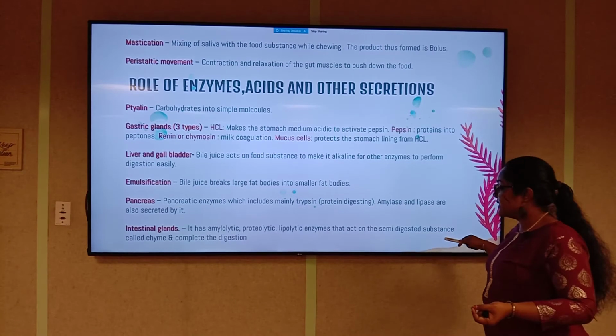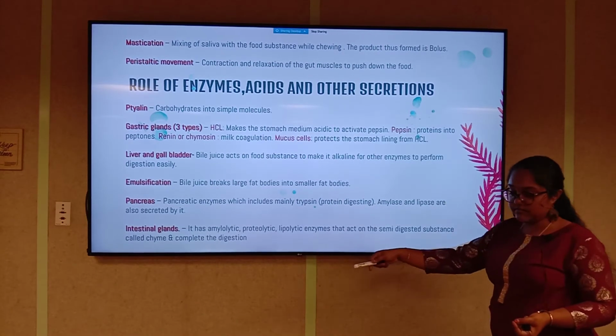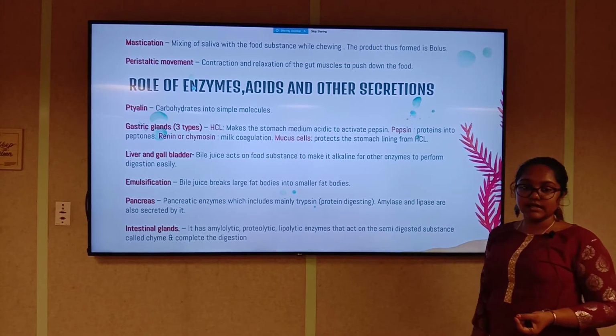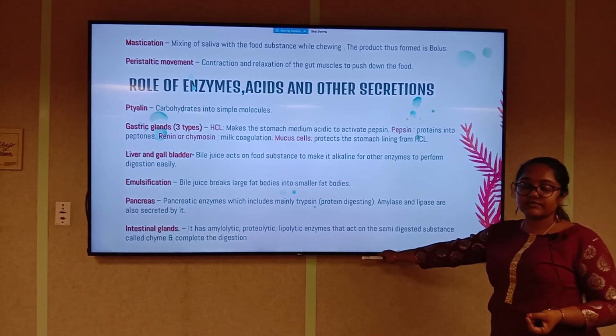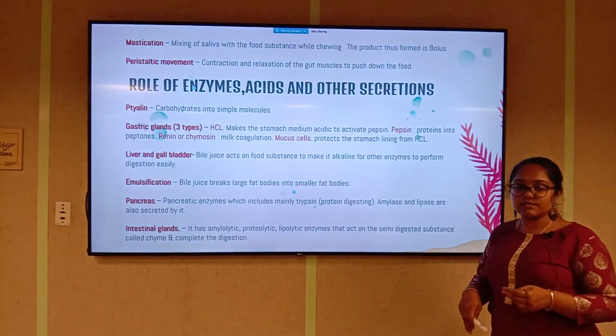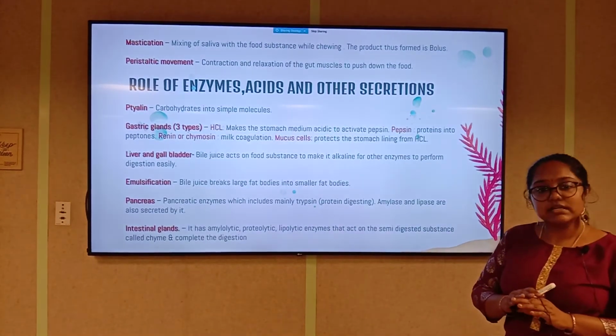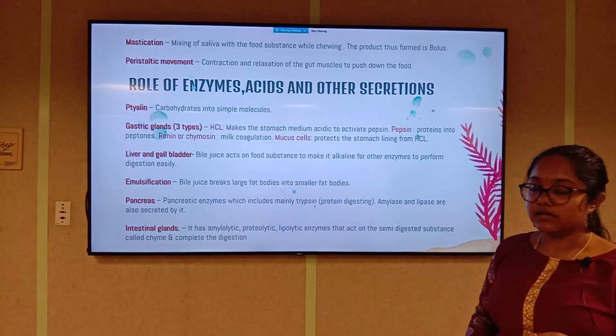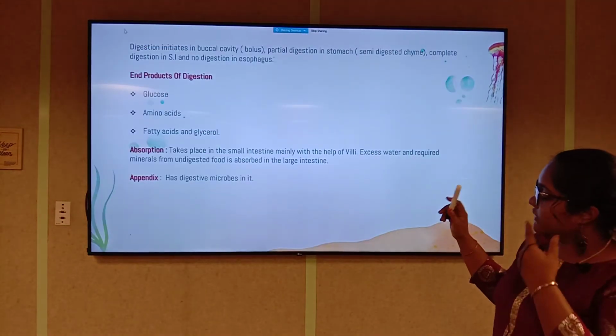Lipids are the other term for fat substances present in the food. They act on the semi-digested substance called chyme and complete the digestion. So with the secretions from the intestinal glands in the small intestine, the digestion is completed. Clear? I think I have covered everything.